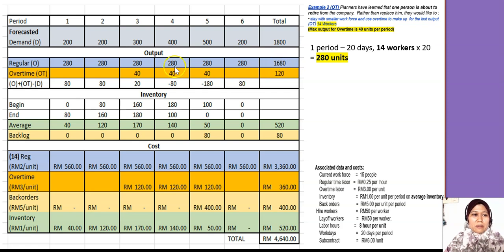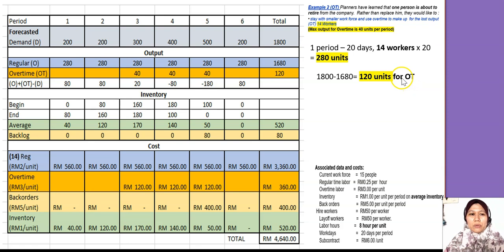But before that, regular has changed. So now we only have 14 workers. And we know that one worker does 1 unit per day, same as example 1. So 14 workers times 20 days per period, we get 280. Okay, so it has reduced to 280. And now we sum up, we have 1680. So the difference is 120, we need to do for OT.